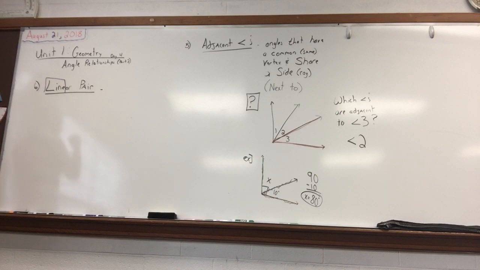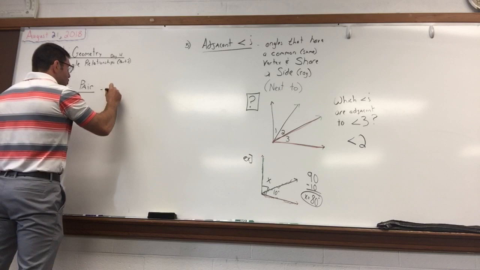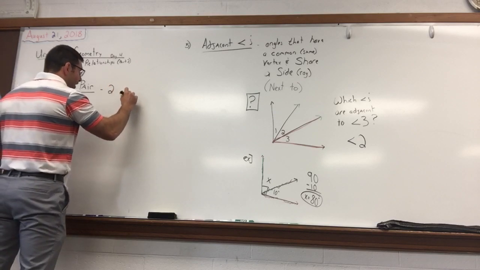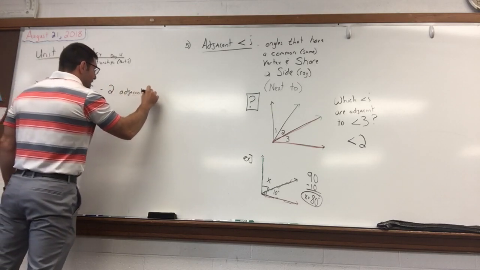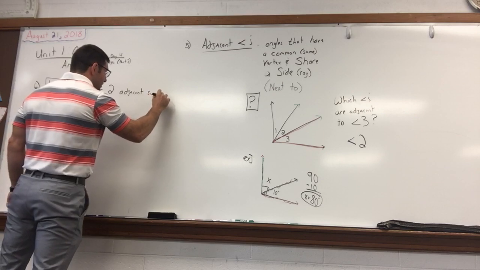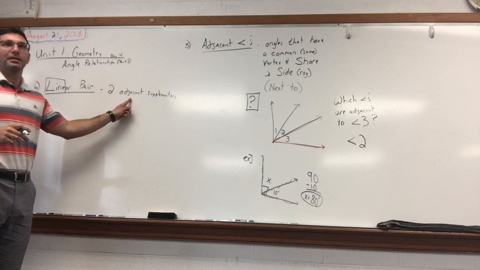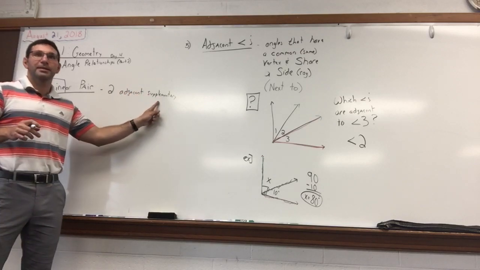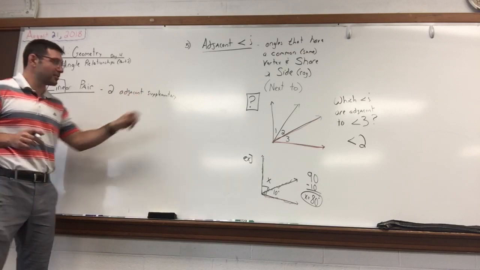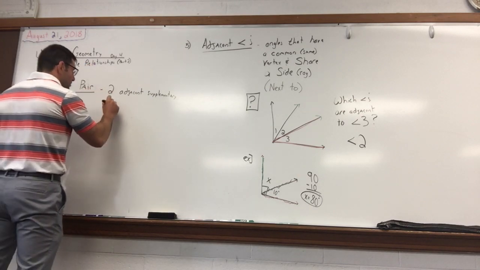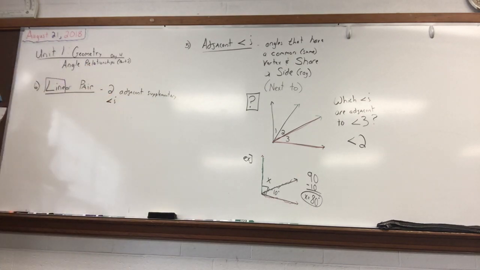The reason we start with adjacent is because we need adjacent for this definition. Adjacent, 2 angles that have the same vertex but share a side. A linear pair: 2 adjacent supplementary angles. So we're throwing a lot of geometry words. Adjacent, 2 angles that are next to. Supplementary, 2 angles that add up to 180 degrees. So 2 adjacent supplementary angles. That's it. We know supplementary are 2 angles that add up to 180. We know adjacent means they have to be next to each other.